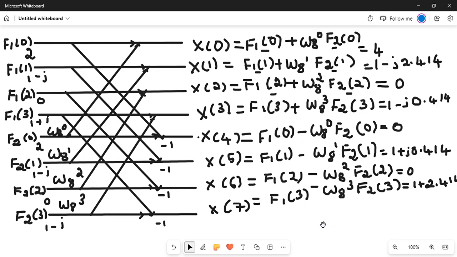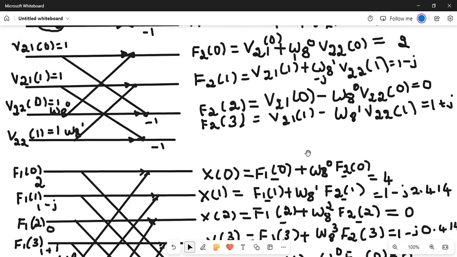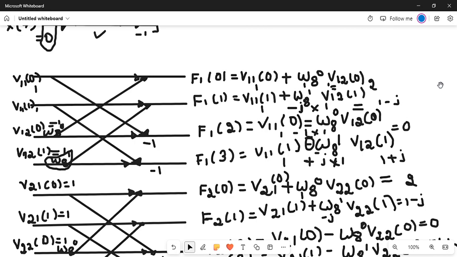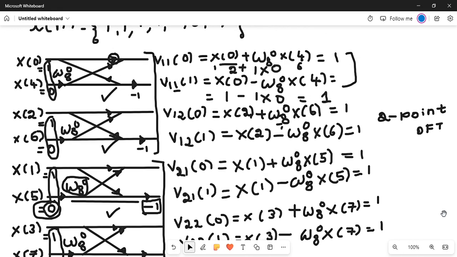So this is the 8-point DFT that we got, and this is the 4-point DFT that we got, and this is the 2-point DFT that we got, right?